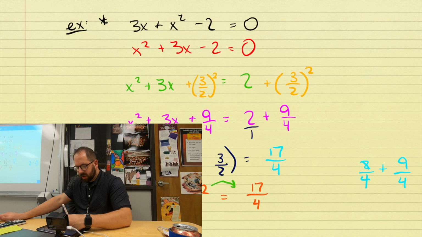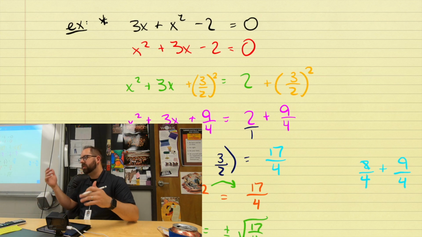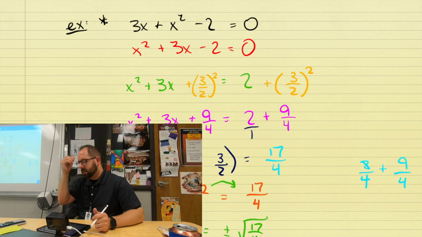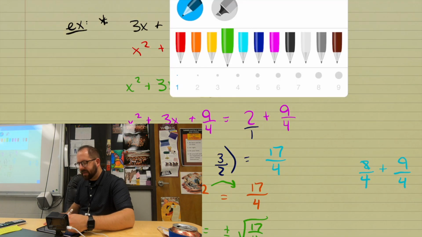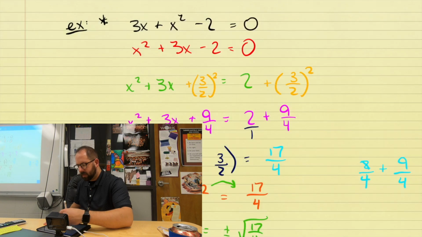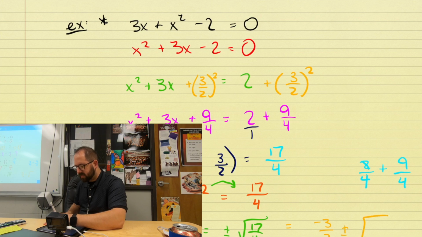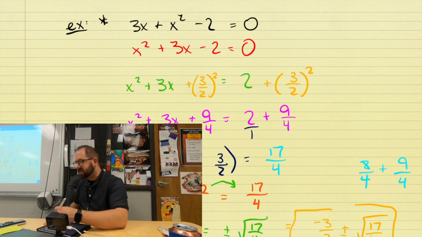So this is what it looks like. If I take the square root to the other side, it's plus or minus the square root of 17 divided by 4. That's 4.25. It's the square root of that number. And then the last step is to move that 3 halves over. So if I move the 3 halves over, here's what I come up with. This is the final answer, right? It's negative 3 halves plus or minus the square root of 17 over 4. That's my 2 roots.